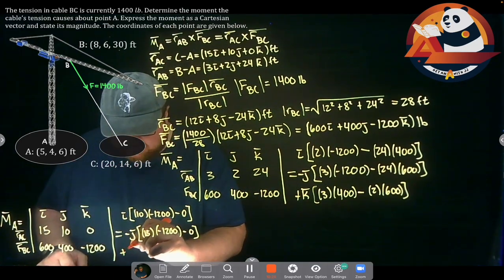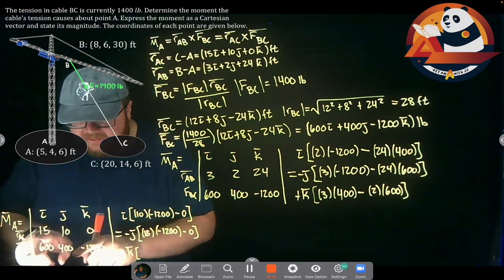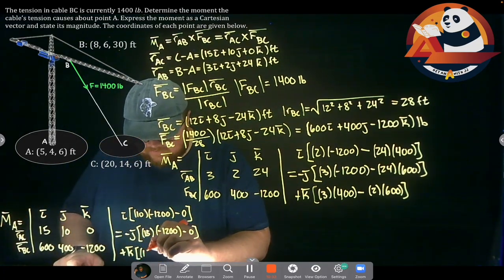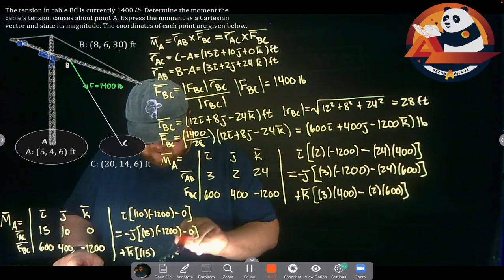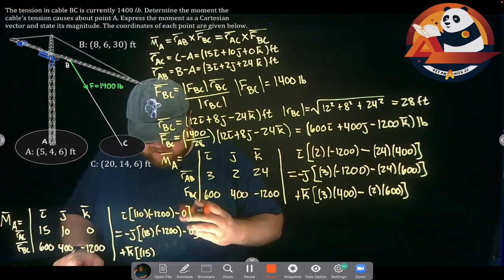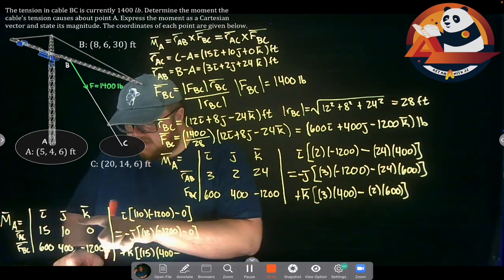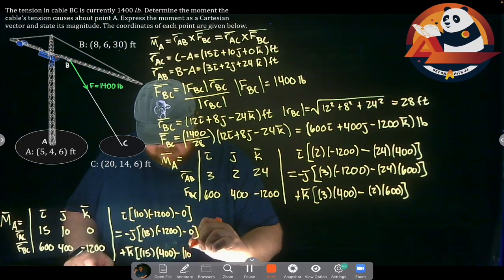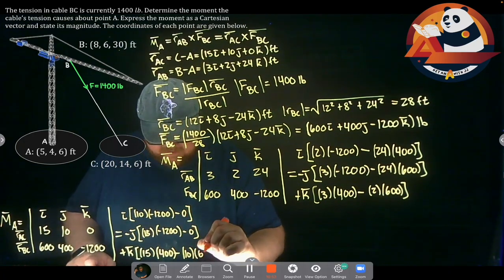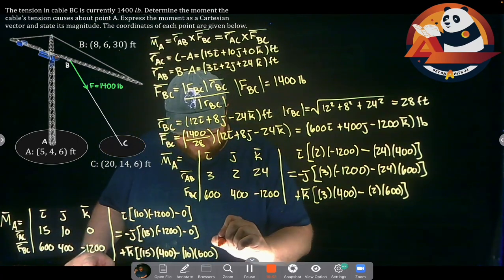So just minus 0. And then we go back to adding one last time. Plus K times, look at the I and J. 15 times 400 minus our top right times bottom left, 10 times 600, is going to get me my K piece.